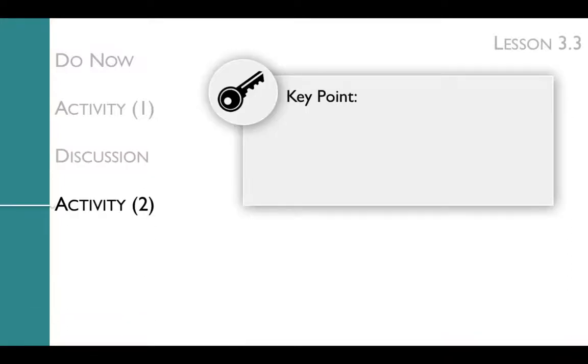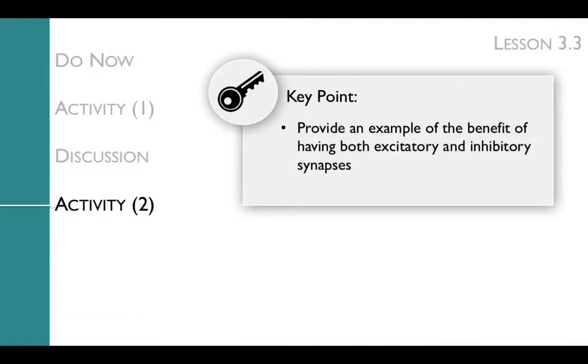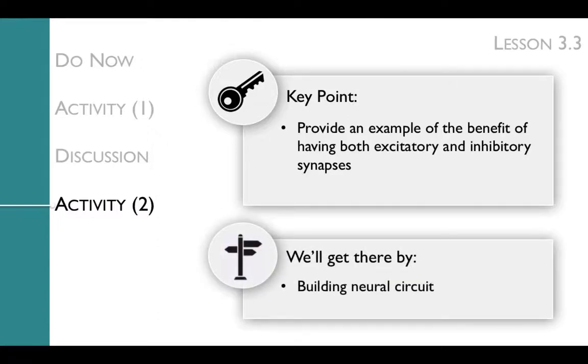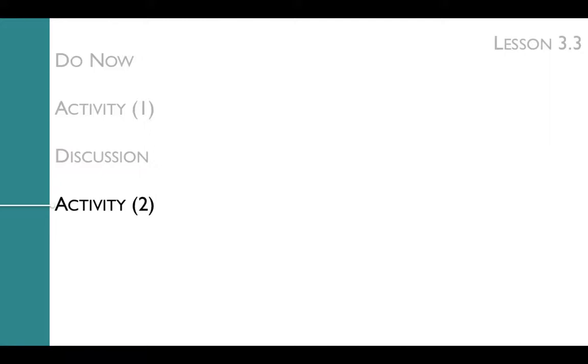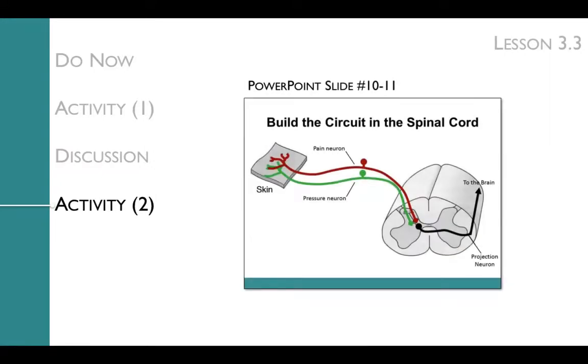The key point of this activity is to provide an example of the benefit of having both excitatory and inhibitory synapses. We'll get to this key point by building a neural circuit. You'll divide students into groups and give each student a copy of the activity worksheet. This worksheet guides students through the process of building the neural circuit that allows pressure to regulate how pain is felt.